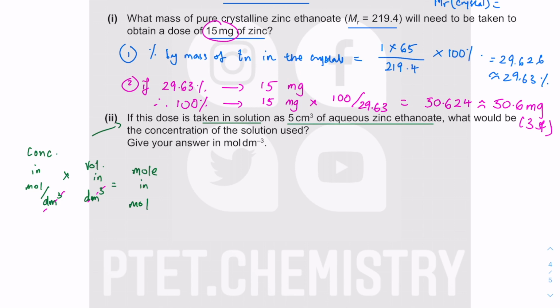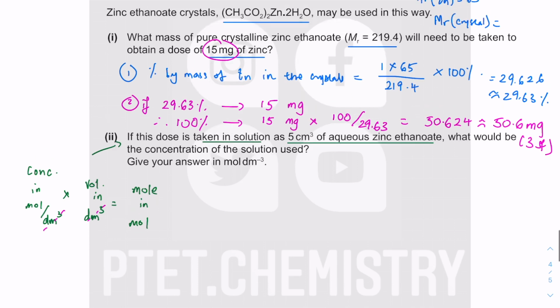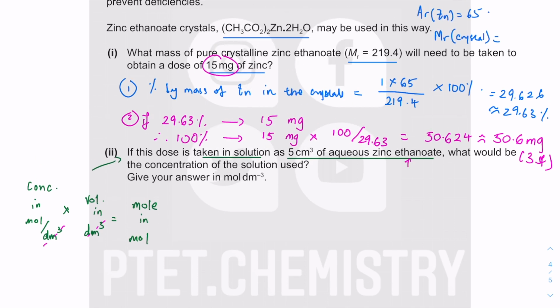So if instead you take it as a solution, and you still want 15 milligram of zinc, this is zinc ethanoate, so the MR is 219.4. Let's think about this. Actually, in hindsight, I think this is useless because this was for part 1, this is part 2. This is aqueous zinc ethanoate. This was the crystalline zinc ethanoate.